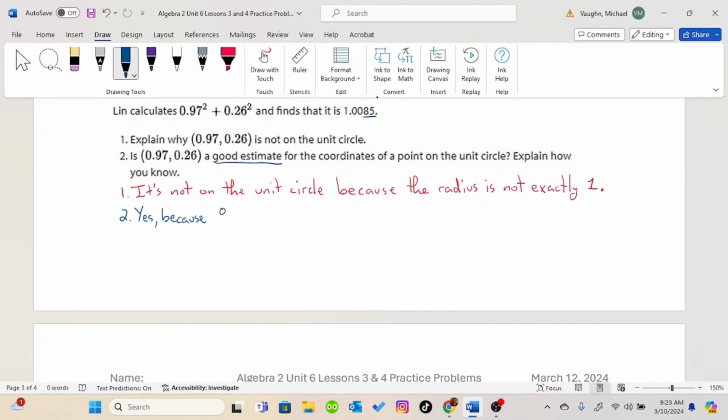because 85 thousandths is very close to the unit circle. This is such a small difference that it wouldn't really make a noticeable difference. So this is a really good estimate.